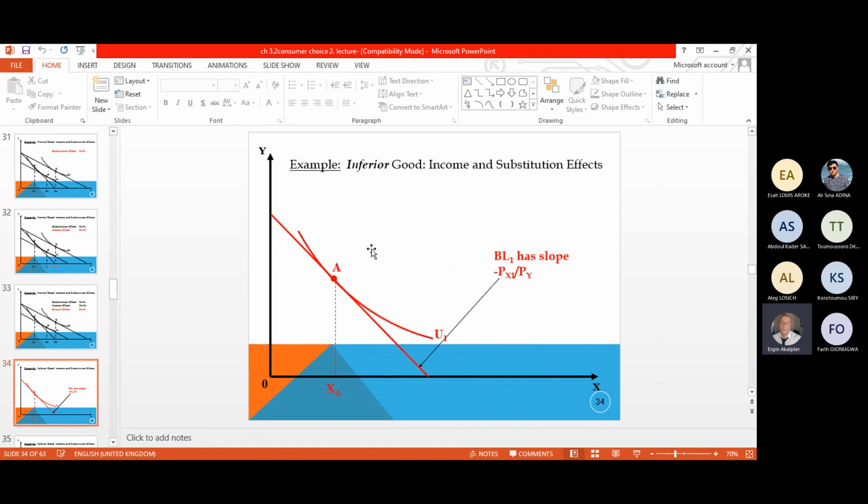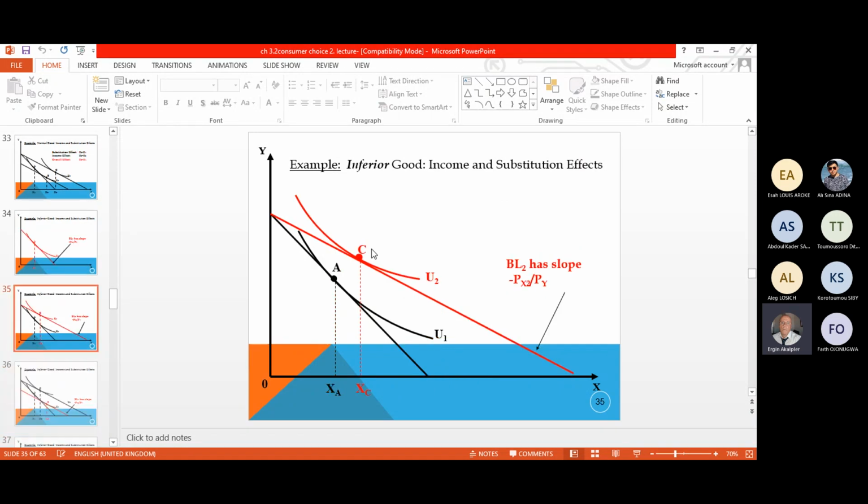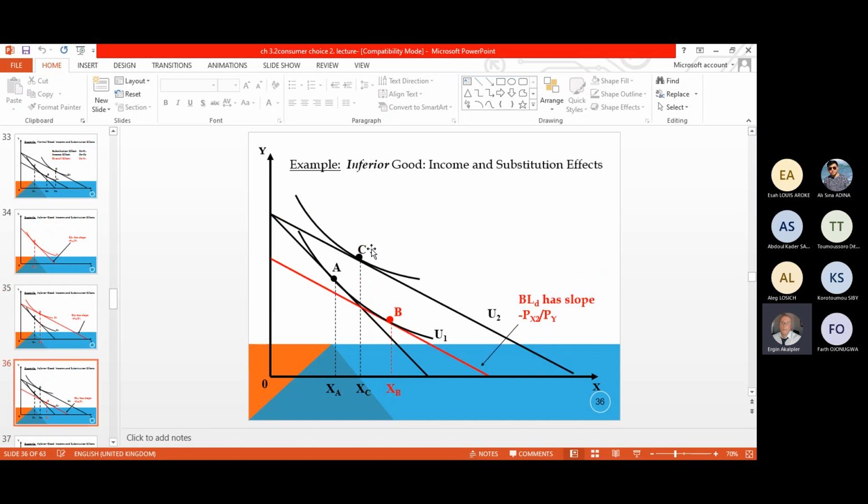And here the inferior good is given now, with the income and substitution effect. As you see, we are shifting a little bit upper, but it is not changing to the expected level because it is an inferior good. And now it is coming to B, where the substitution effect is realized on the same utility function.